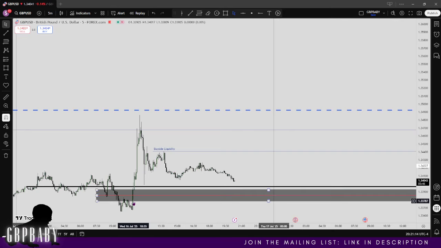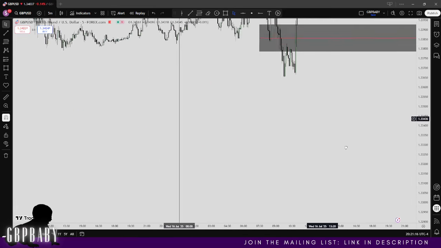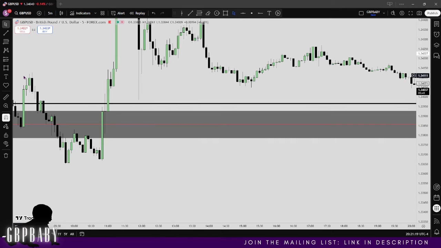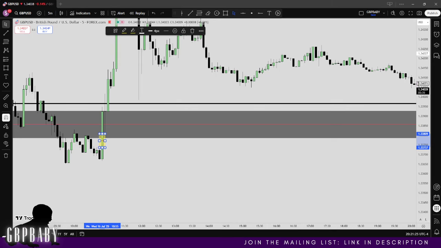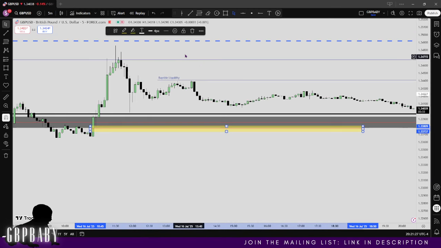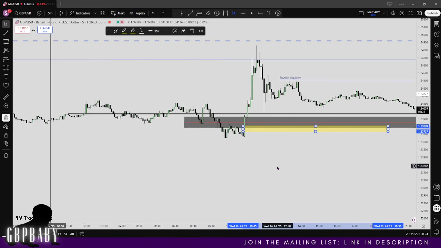There's also a fair value gap right here. This is what we call a breakaway gap. So you see this gap down here. I do not want to see price touch this, and if it stays open, I'll be very confident in going long on pound for more of a greater term and looking for more premium PD arrays in the longer term. And we can talk more on this potentially tomorrow.